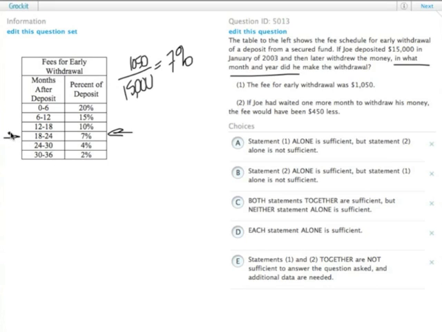This is a 6-month period. So statement 1, while it gives us the range of dates, it doesn't actually narrow it down to 1 month. So it will not be sufficient for our purposes. It's not A and it's not D.